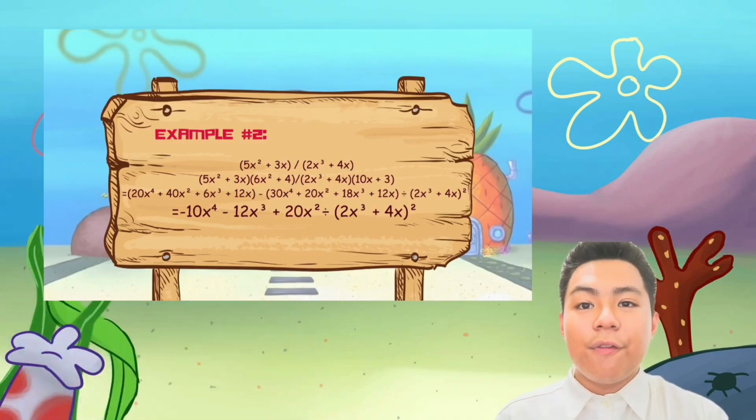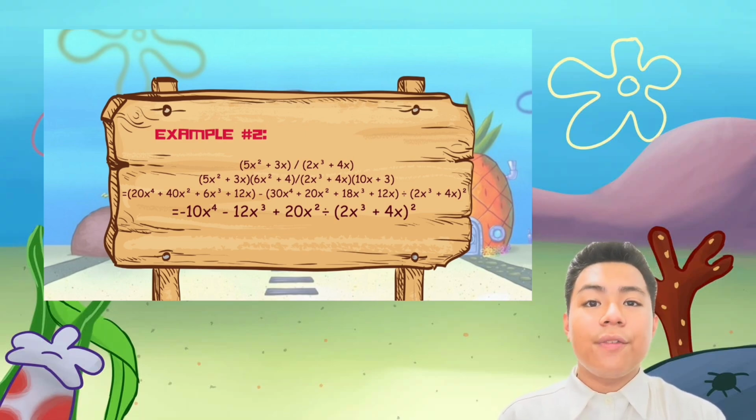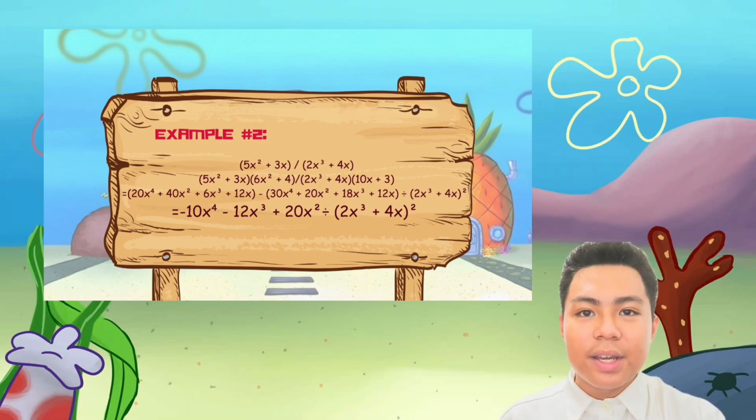We need to find the derivative of 5x squared plus 3x all over 2x cubed plus 4x. So we need to identify the functions. First, for the numerator, we have f of x, which is 5x squared plus 3x. Then the denominator, or g of x, is 2x cubed plus 4x. So now we need to find the derivatives. The derivative of 5x squared plus 3x is 10x plus 3. Then the derivative of 2x cubed plus 4x is 6x squared plus 4.